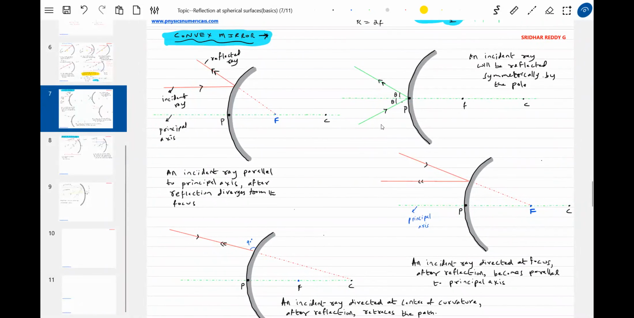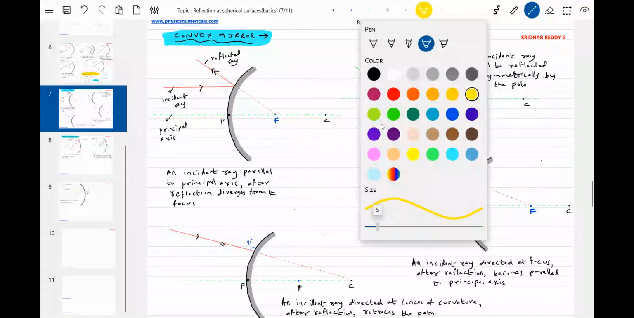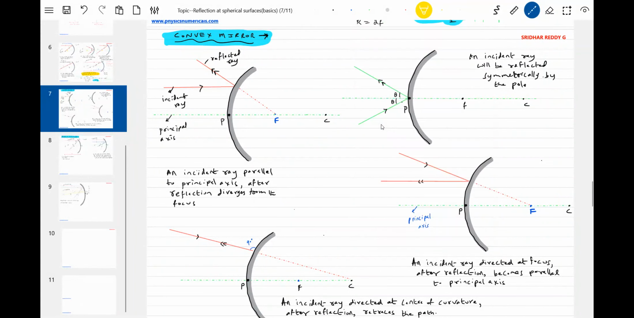To trace an image for a convex mirror, we use these particular conditions. A ray directed at the focus, after reflection, will become parallel to the principal axis. What is this? This should be the center of curvature. So this will be the normal. If you want, I'll show the normal also. Everywhere the idea of normal should come.